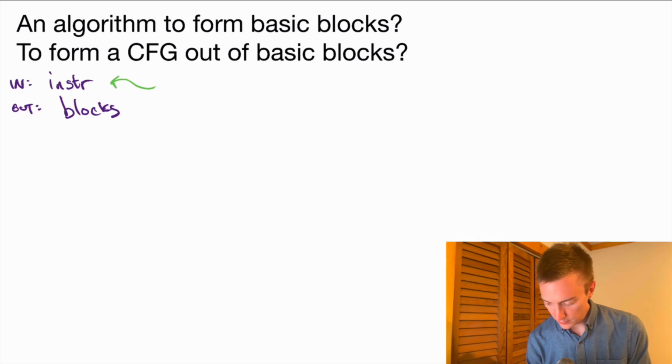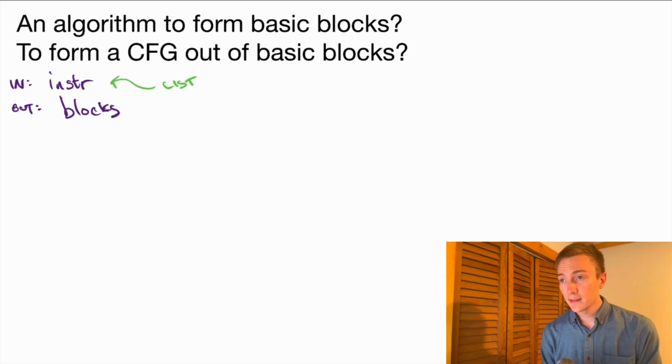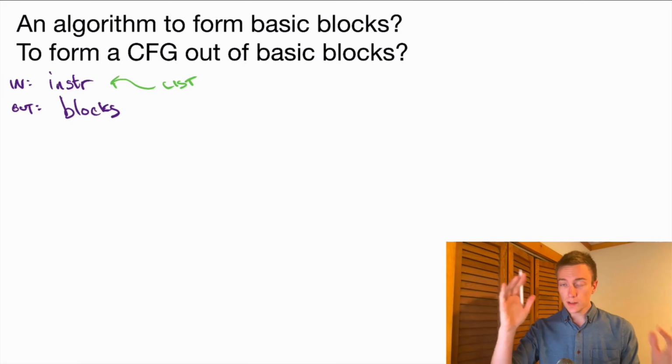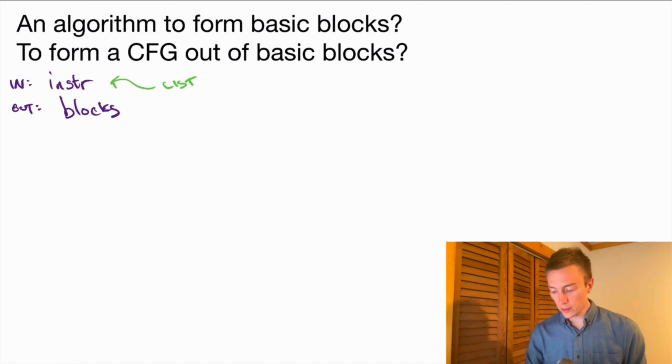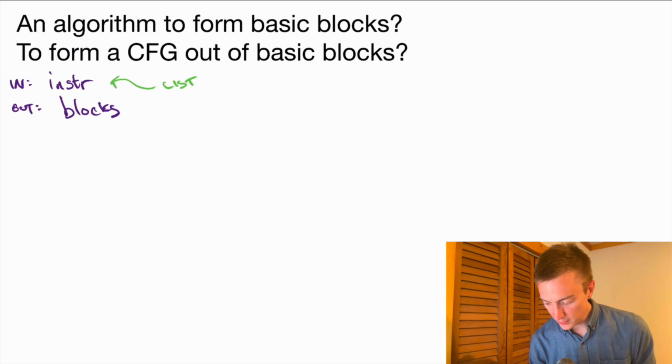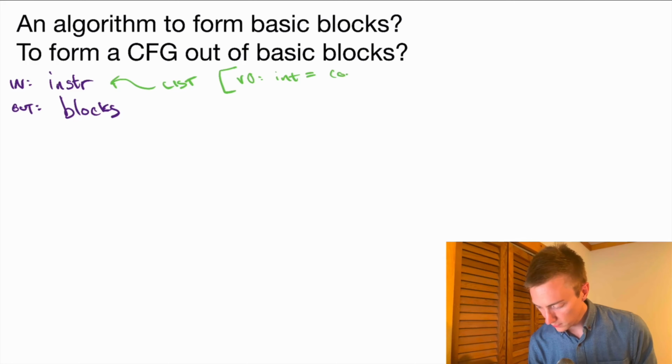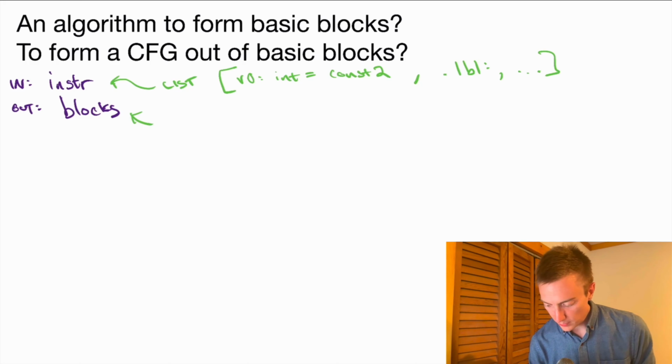So this thing is just the flat list of instructions slash labels that you've seen so far. So for example, this might contain like v0 colon int equals const 2. That's one instruction. And it might also contain like this great label statement and so on. The blocks, that's going to be a list of instructions.